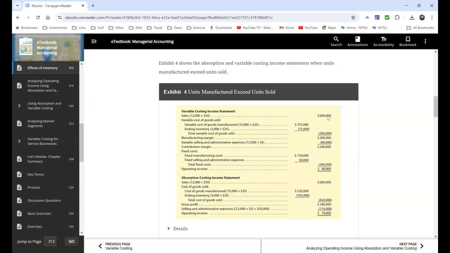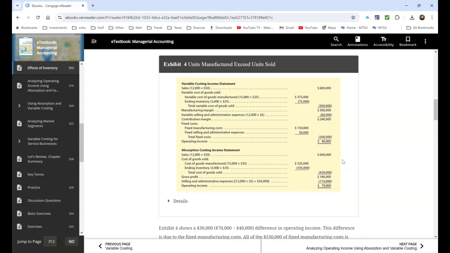So here's variable costing. We've got 600,000 of sales, and so that's what our revenue is. And then our variable costs are just going to be 15,000 times 25, and we're going to subtract out the ending inventory. That gives us a net of 300,000. So that's our manufacturing margin. Our variable selling costs are $5 times 12,000, which is 60,000. So our contribution margin is 240,000, and we have $200,000 of overhead. So our operating income under variable costing is only 40,000.